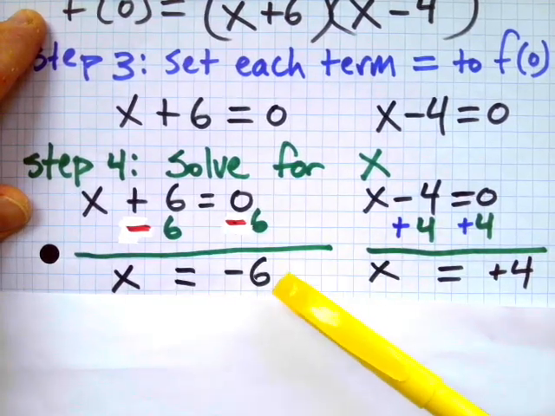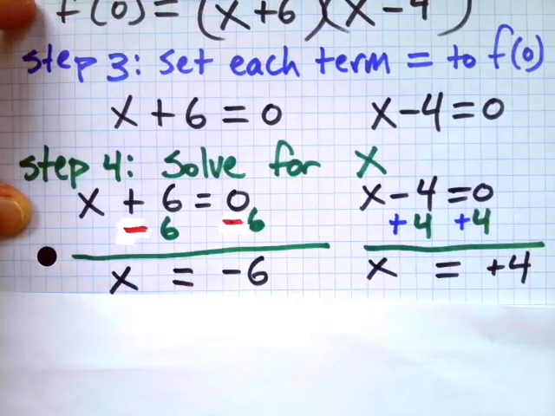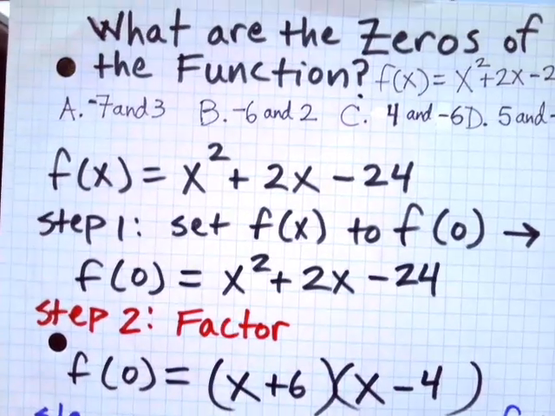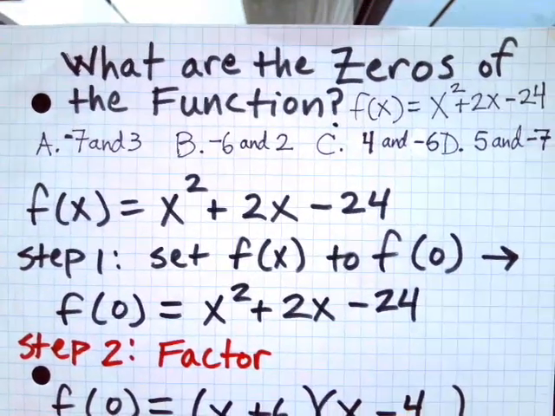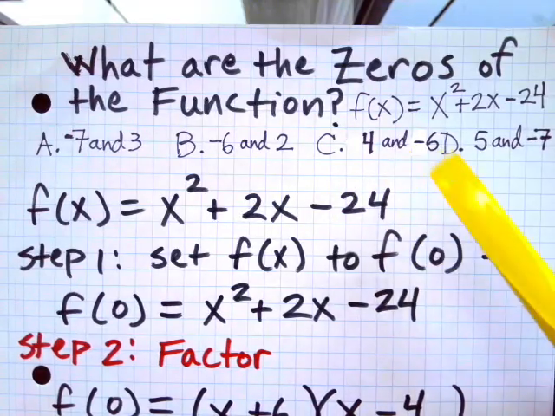The answers are the terms negative 6 and positive 4. Let's take a look. What does that look like? If I'm going too fast, please pause, stop, rewind the video. So we have our answer C, 4 and negative 6.